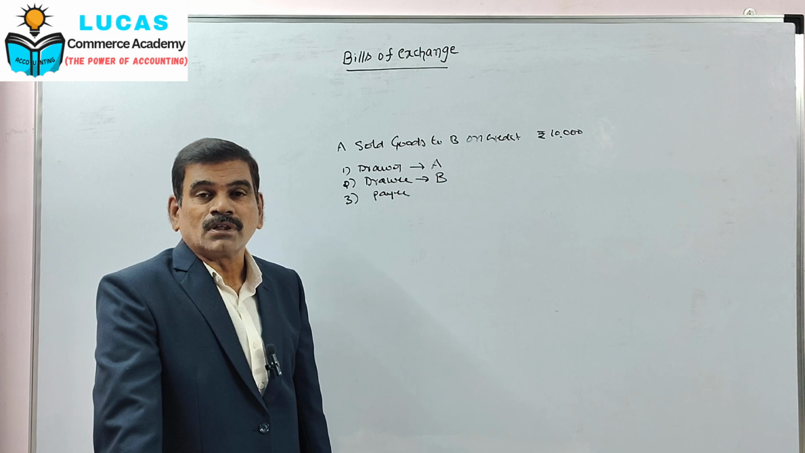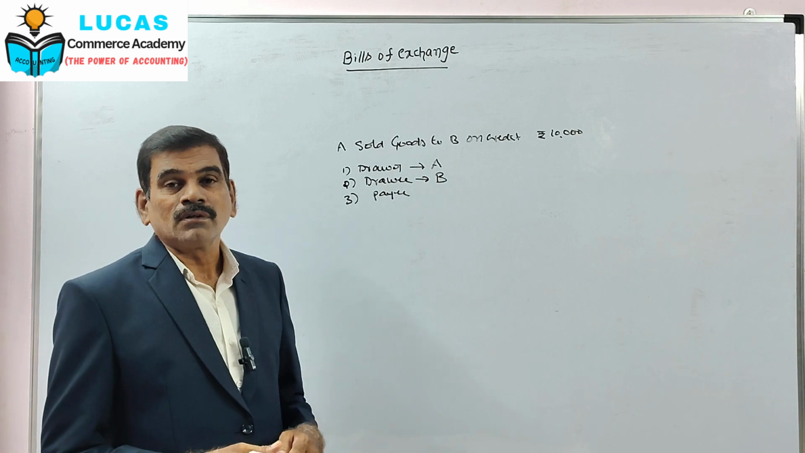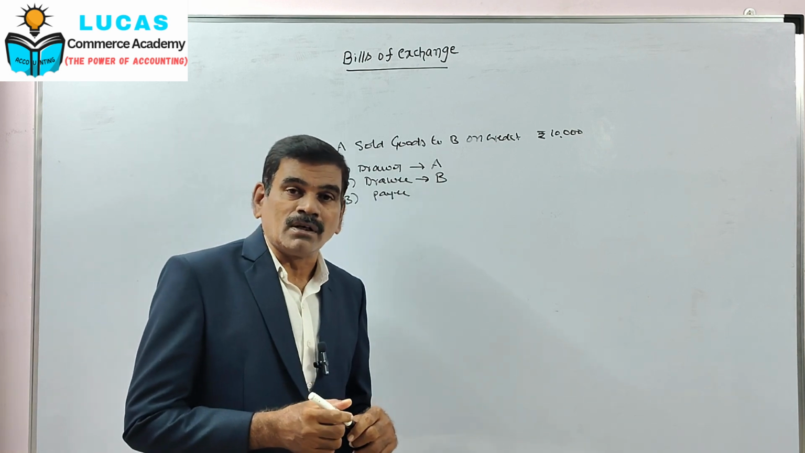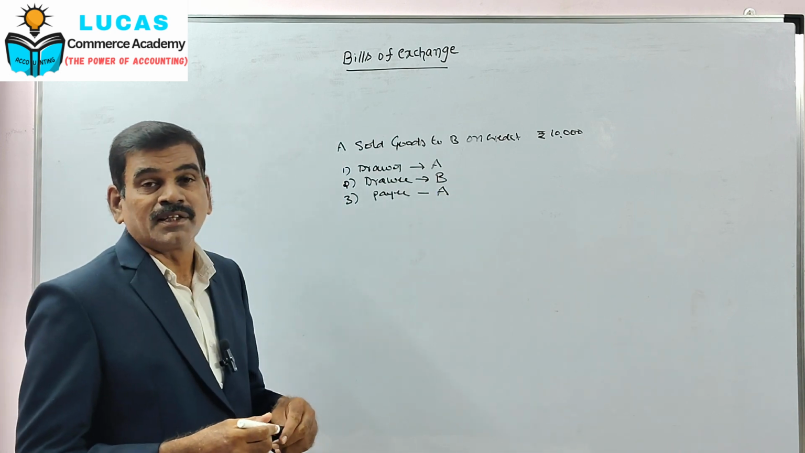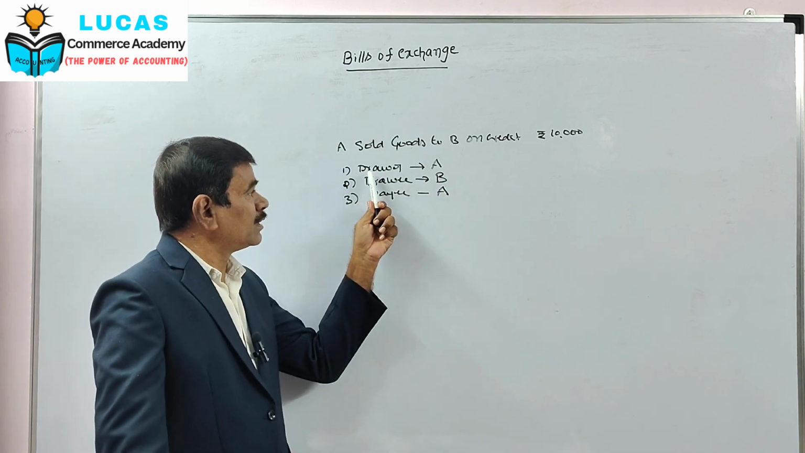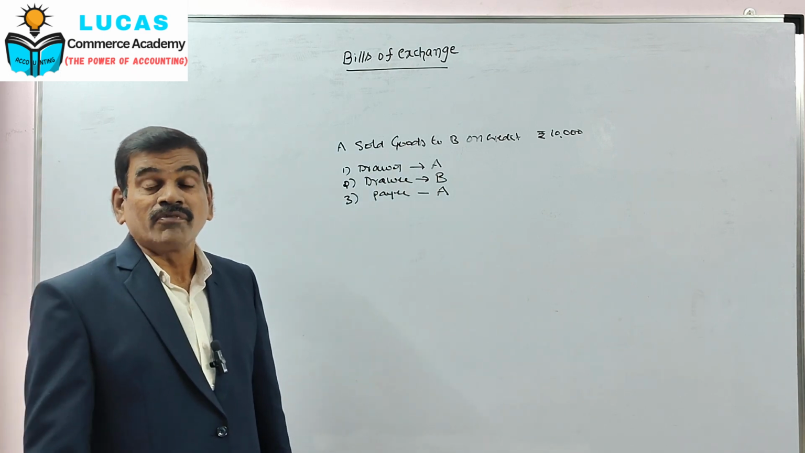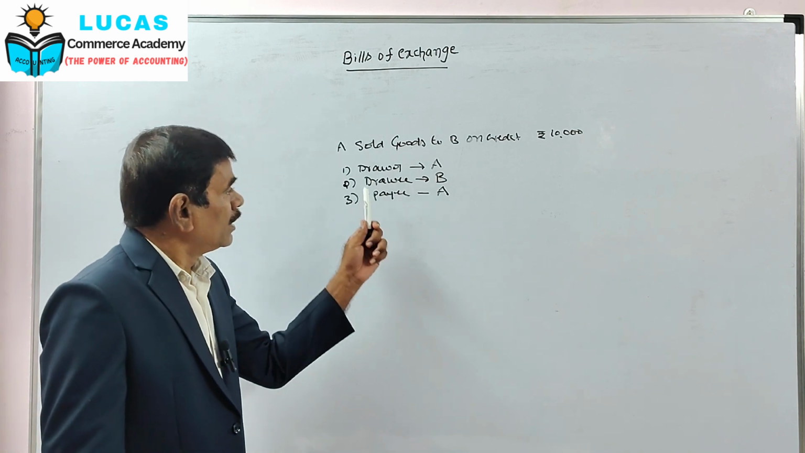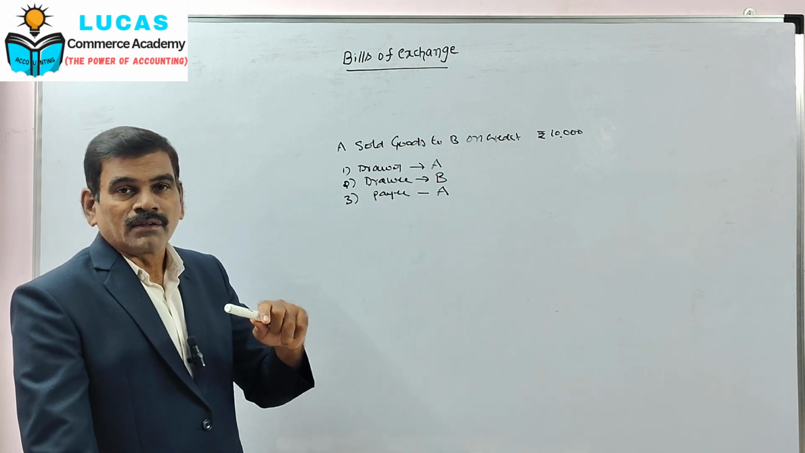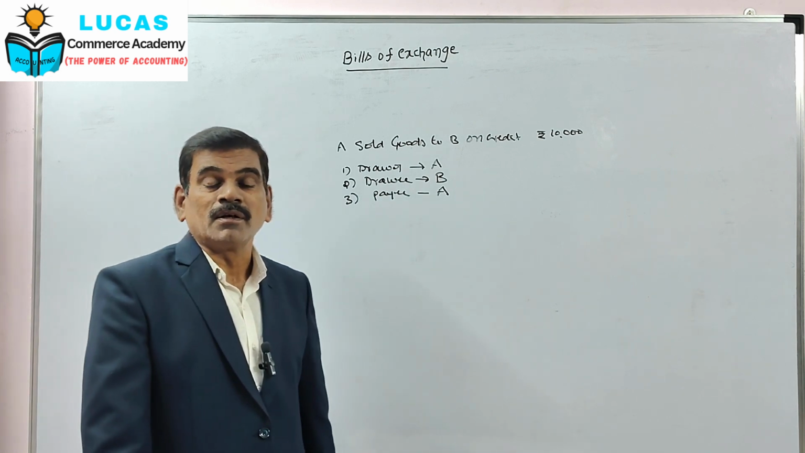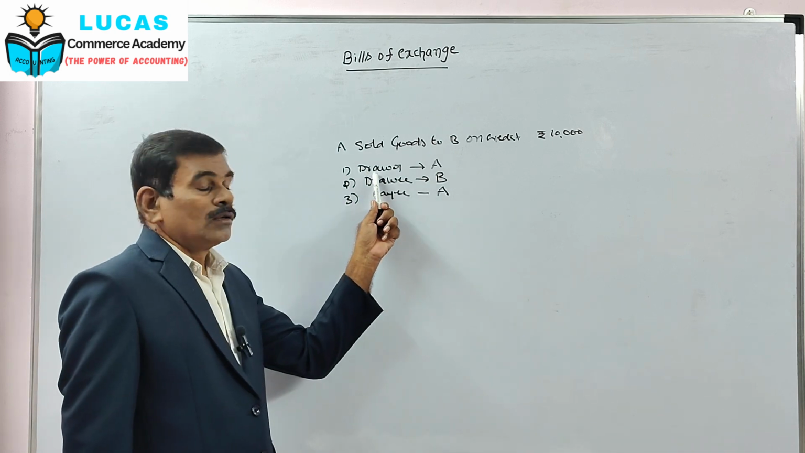Payee means the person who receives the amount on the bill. In this example, A is the payee. So A is the drawer as well as payee. Sometimes payee may be different person. For example, Mr. A directs B to pay the amount to C. So here C is the payee.